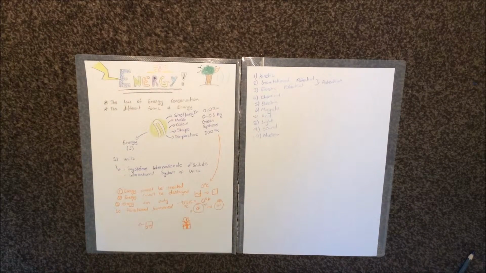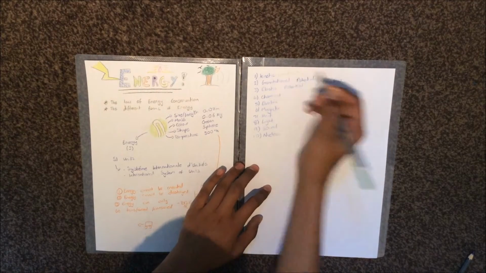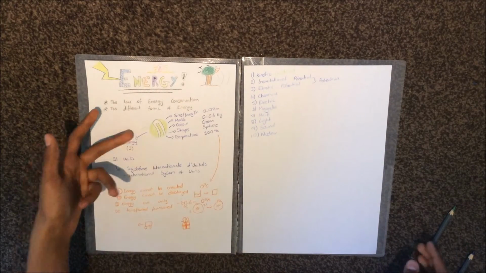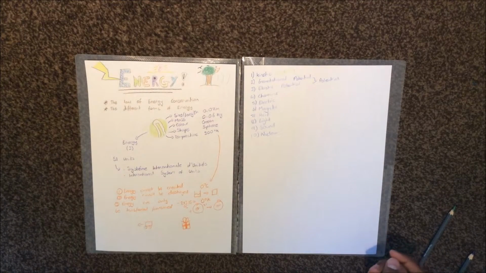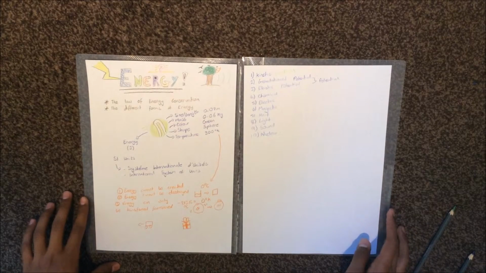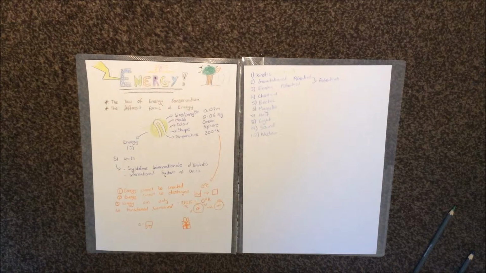So first we have kinetic energy. Kinetic energy can be described quite simply as motion. It's movement. It's the movement of this tennis ball. It's the movement of my hand. All of this is kinetic energy, and very simply, it's just things moving, and things moving have kinetic energy.